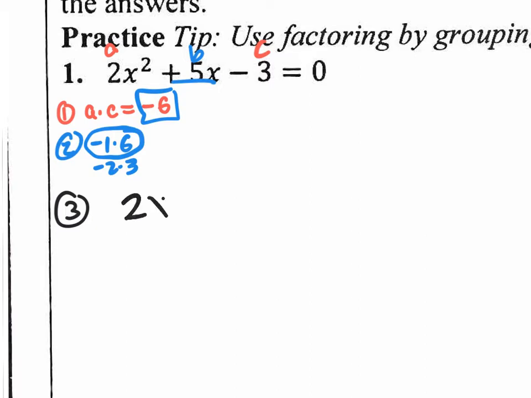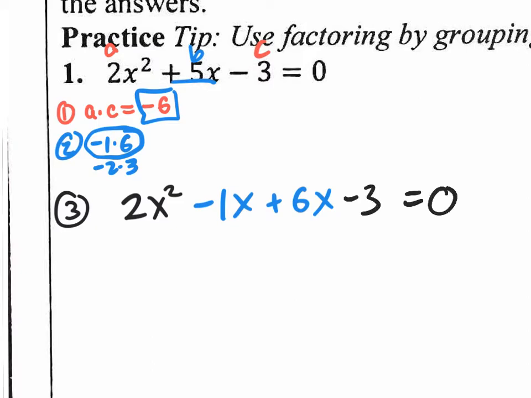It's going to be 2x squared, but instead of 5x, what do I write? -1x plus 6x. Where did I get these values from? From right here. Let's put -1 with an x and 6 with an x. 5x is the same thing as -1x plus 6x. And we still have the -3 at the very end. Going back to black, -3 at the very end.